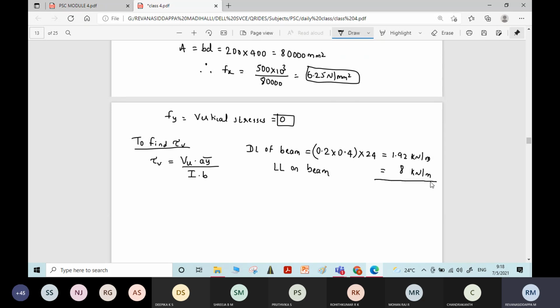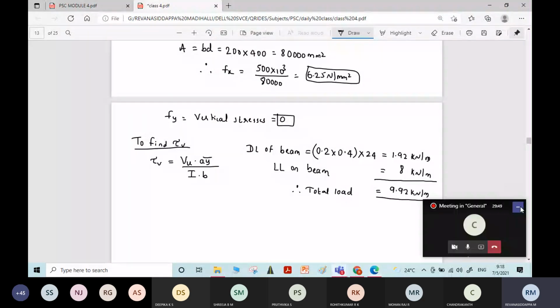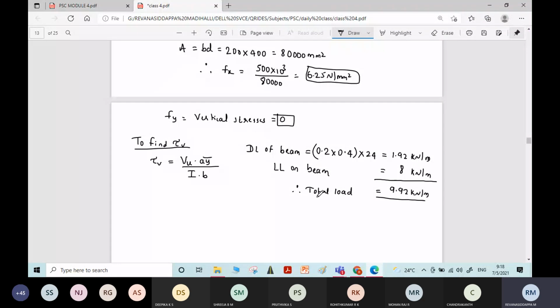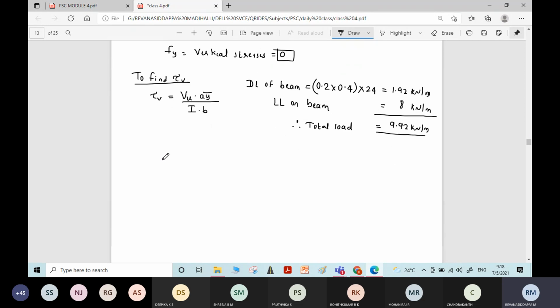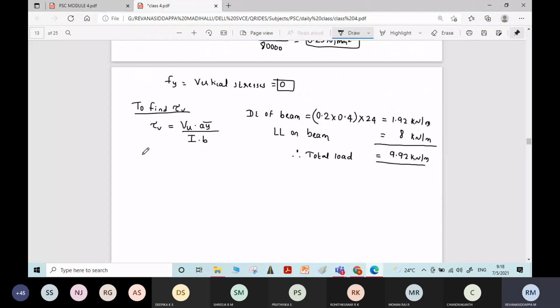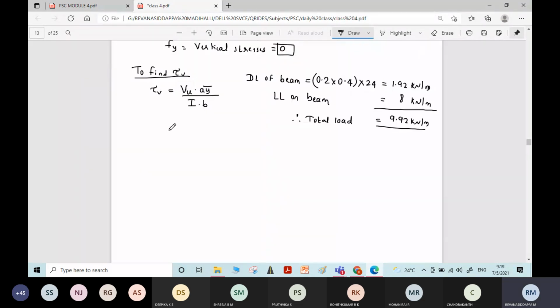Therefore, the total load is equal to 1.92 plus 8, 9.92 kilonewton per meter. Okay. Now we came to know what the total load acting on the beam is. Now we can find shear force, right? Shear force at the support. For that, you write a small diagram.